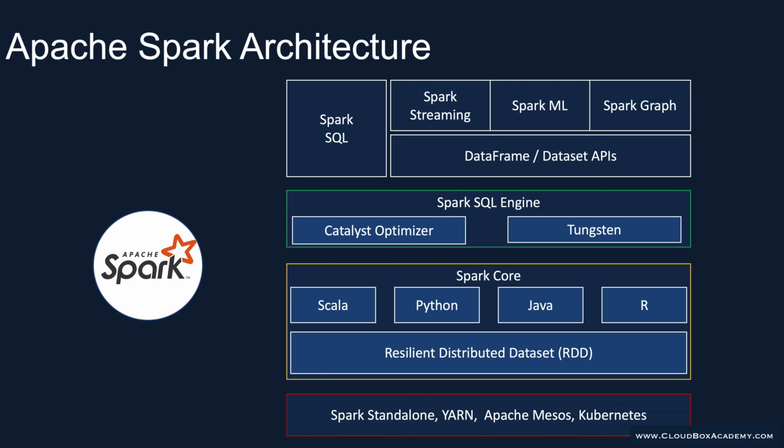Also, Spark comes with its standalone resource manager, but you can choose other resource managers such as YARN, Apache Mesos, and Kubernetes. Combining all of these components, Spark provides a unified platform for doing streaming, batch, machine learning, and graph processing workloads using a single execution engine and a standard set of APIs.